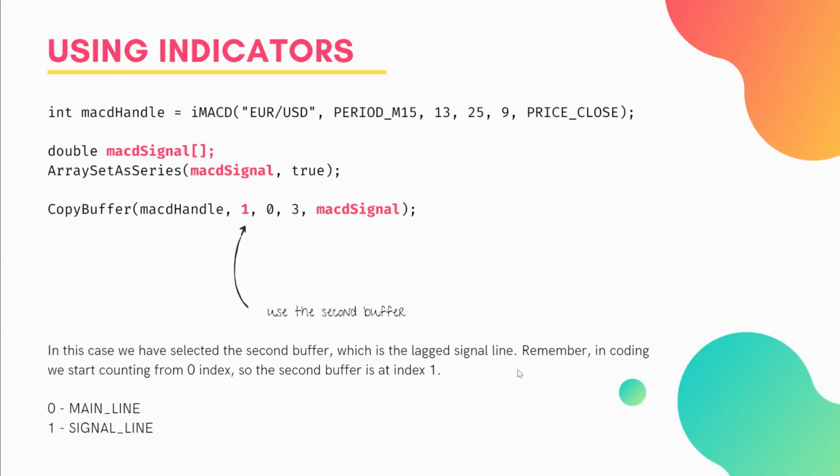If we wanted the signal line, which was the red dash line in the previous example, we would set that to be 1. We could create a different array called MACD signal. The name doesn't matter, but obviously use a name that makes sense to us. We then tell the terminal that we want to set that array to series because it's an indicator and it needs to work with the most recent data at the front. So we're going to copy that information using the second buffer.